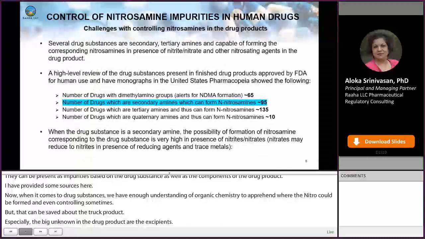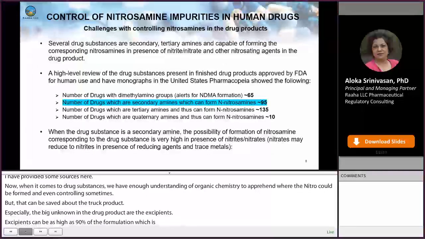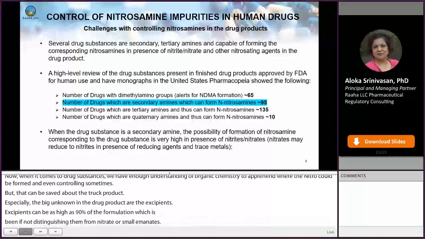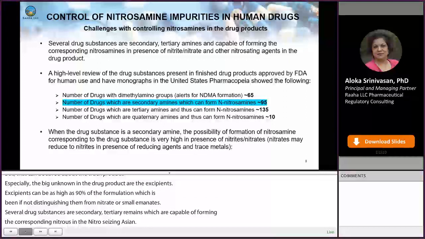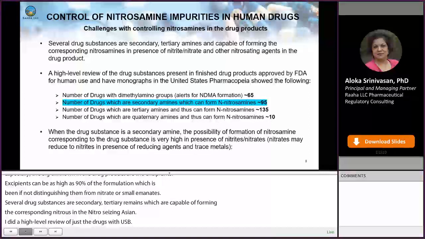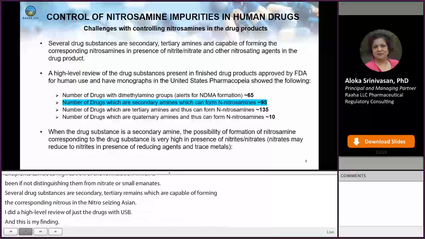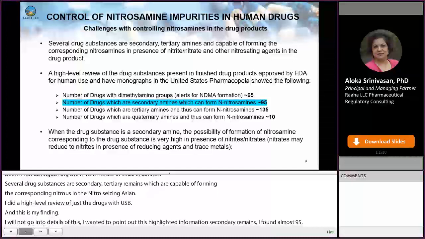Several drug substances are secondary tertiary amines which are capable of forming their corresponding nitrosamines when there is a nitrosating agent. I did a high-level review of just the drugs with monographs in USP, and this is my finding. While I will not go into details of this, I wanted to point out this highlighted information. Secondary amines, I found almost 95. Now, please understand that secondary amines can easily nitrosate and form nitrosamines if there are nitrites and nitrates present. And yes, nitrates, because nitrates can reduce to nitrite in presence of reducing agent, impurities and excipients and trace metals.